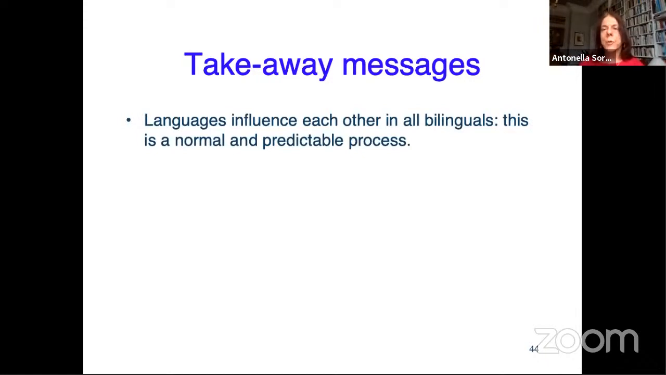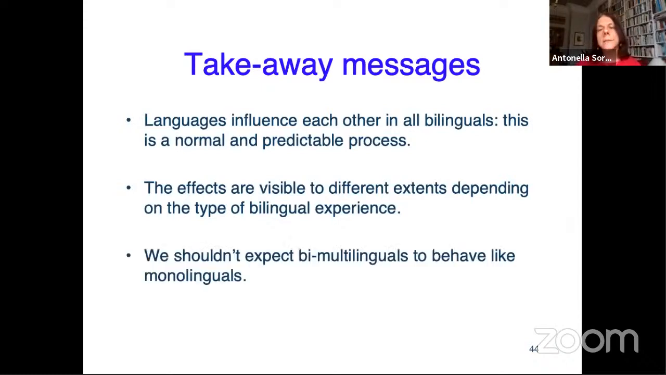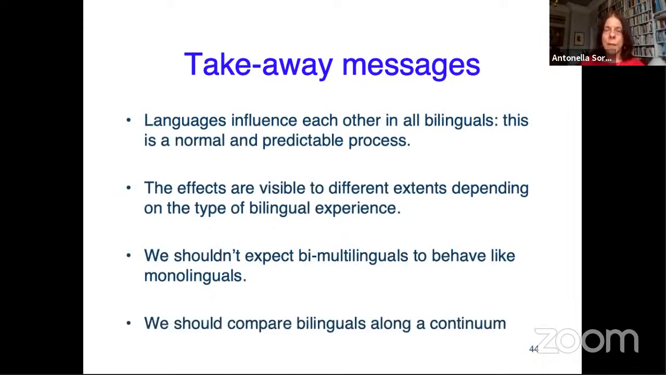This is a normal and predictable process. So the effects go not just from the first language to the second language, but from the second language to the first, and from having more than one language on the first. So the native language changes to different extents depending on the type of bilingual experience, and there is a lot we don't understand about the influence of the many factors that affect the bilingual continuum that I mentioned at the beginning. So we shouldn't expect bilinguals or multilinguals to behave like monolinguals in any area of society, and certainly we shouldn't expect them to behave like monolinguals in research, and when we do research in linguistics or on bilingualism.